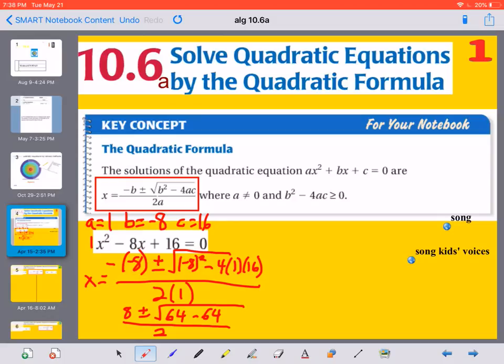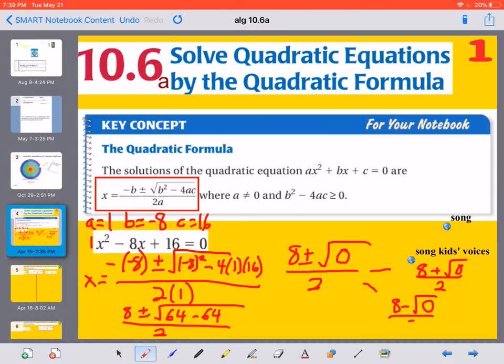So if we do this then, we get 8 plus or minus the square root of 64 minus 64, well that's 0, over 2. Now this is plus or minus the square root of 0. So what we need to do is split this off into 2. So we'll have 8 plus the square root of 0 divided by 2, and 8 minus the square root of 0 divided by 2.